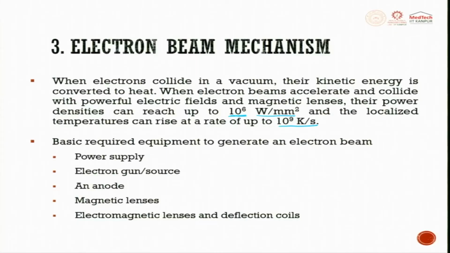So, the power densities can go up to 10 to the power 6 watt per millimeter square, and the temperature rising rate will go up to 10 to the power 9 Kelvin per second. So, this depends on the power and also the spot diameter. The basic required equipment to generate an electron beam are a power supply. So, you need to have a power supply.